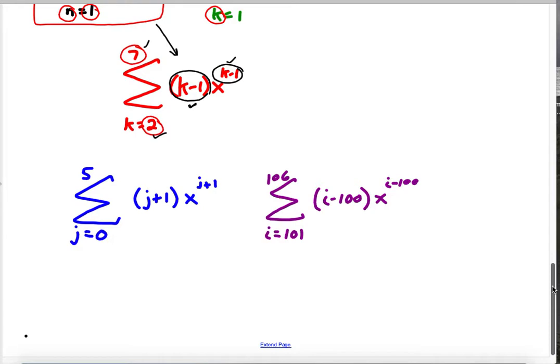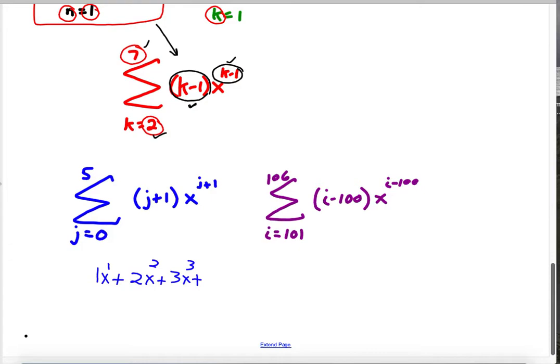So if we look at the blue one, when this says j starts at 0, if I plug in 0 for the j's, I'm going to get 1x to the first, and then j bumps up to the next number, which would be 1. I plug in 1 for j, I get 2x to the second. Then j bumps up to 2, then it's going to give me 3x to the third.